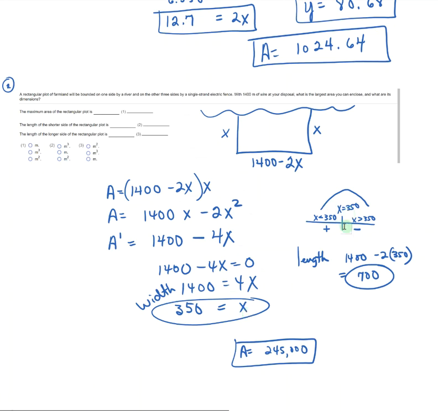And here is where I checked it. I didn't do that on the first one, but this is what we should do, is just to verify that that is a max. And then the length is 1,400 minus 2 of those, so that'll be 700. So your dimensions, the length of the shorter side is 350, and the length of the longer side is 700, and the maximum area is 245,000 if you multiply those together. So that would get number 2.